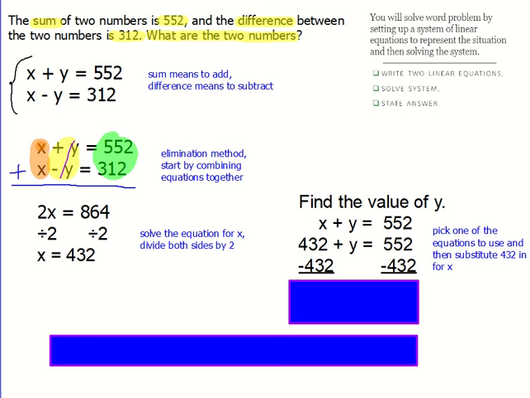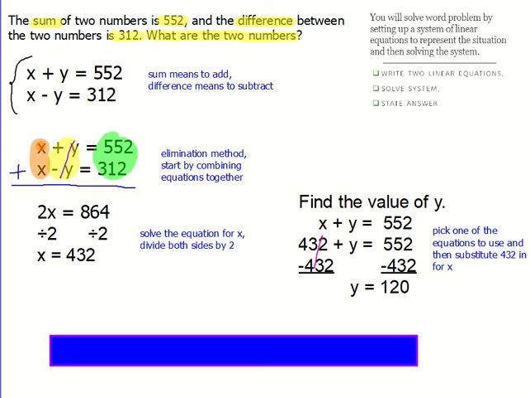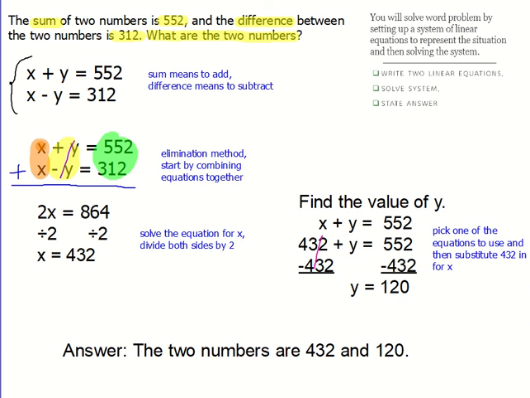The 432's cancel on the left. You're left with y. And 552 minus 432 is 120. So from here we know both our numbers. The two numbers are 432 and 120.